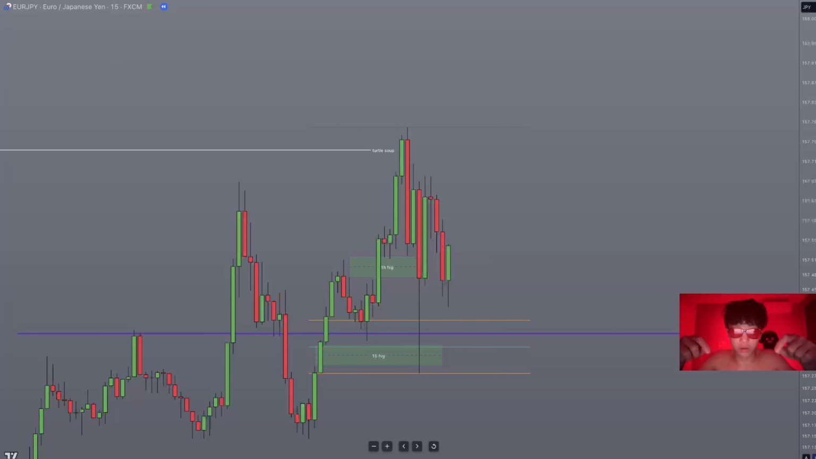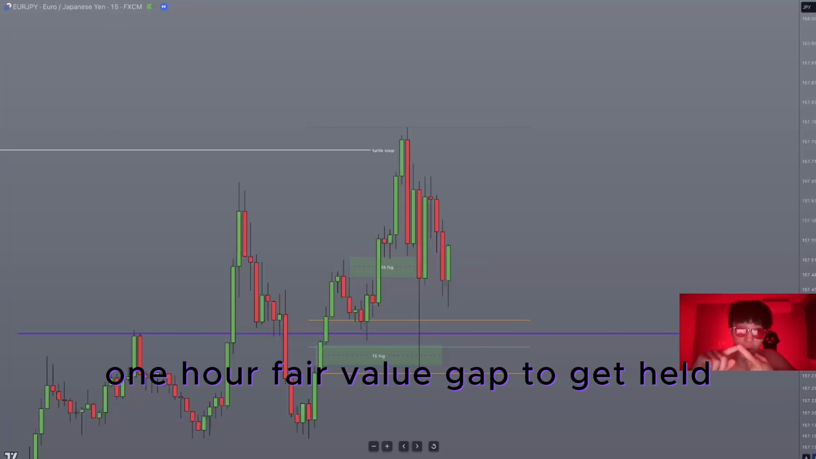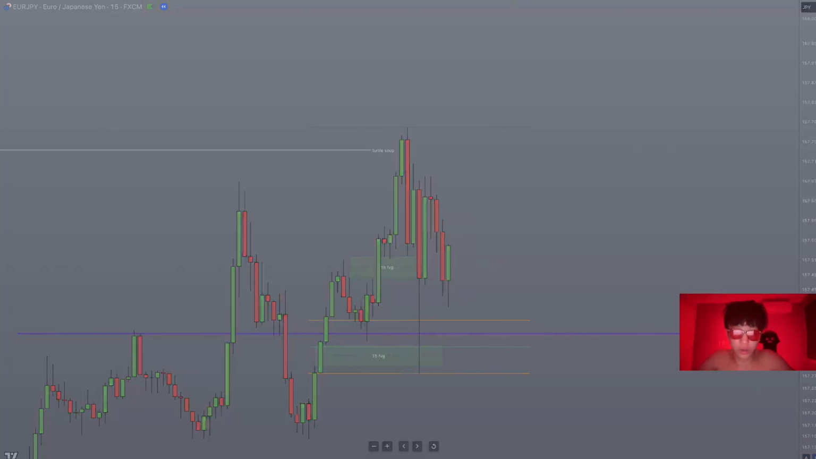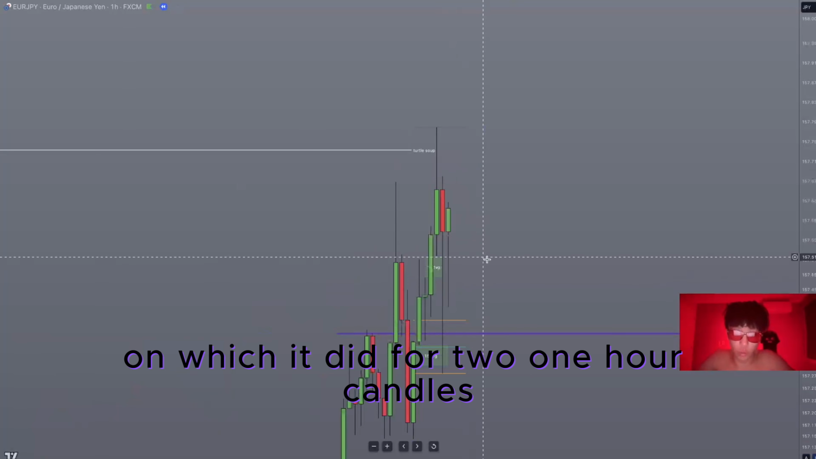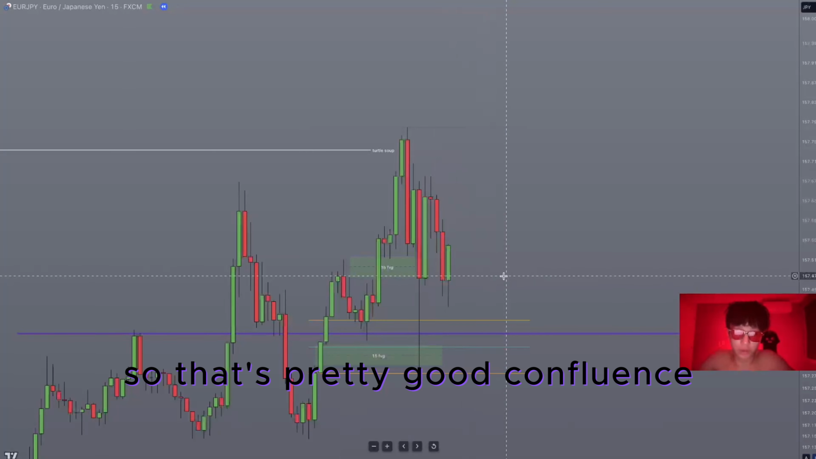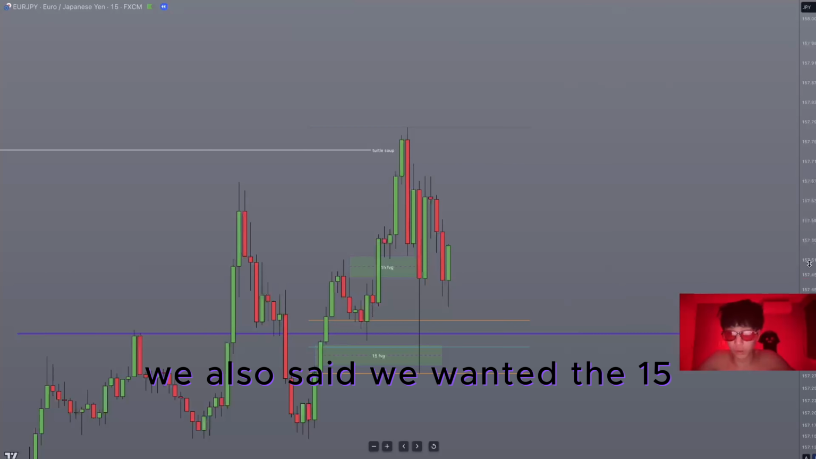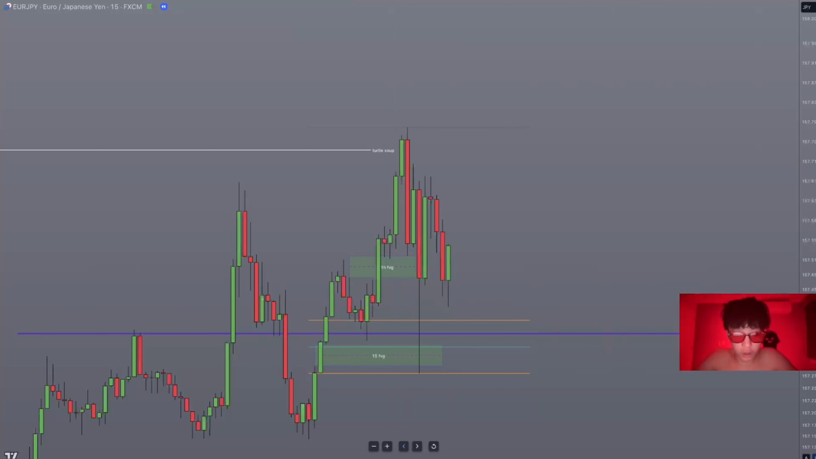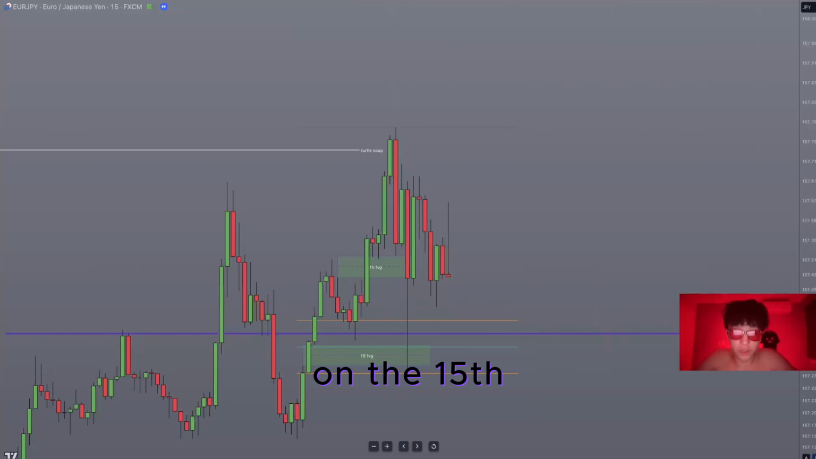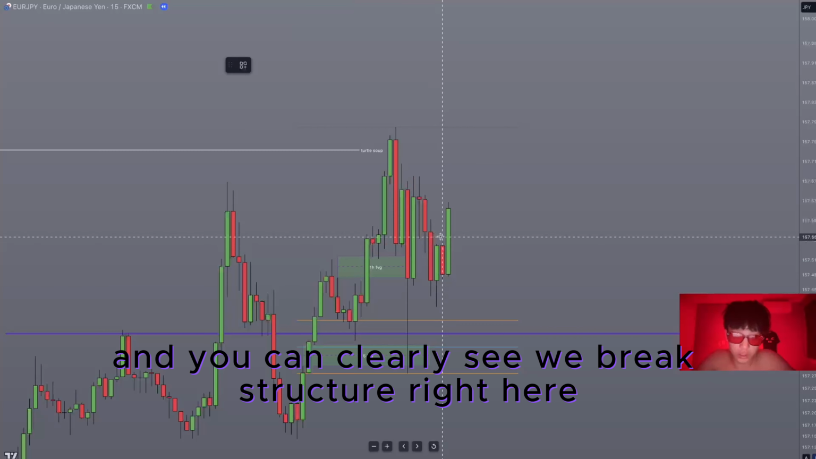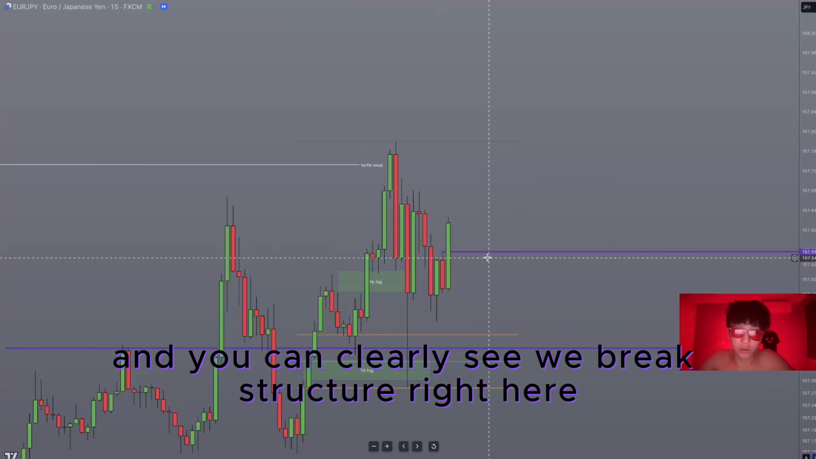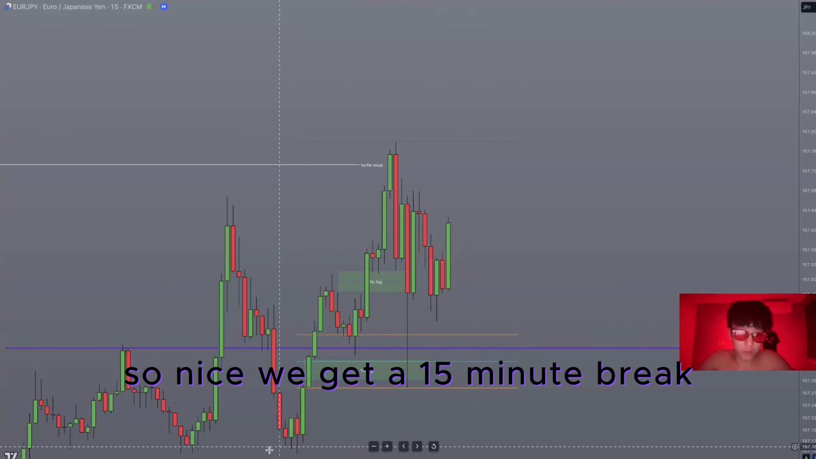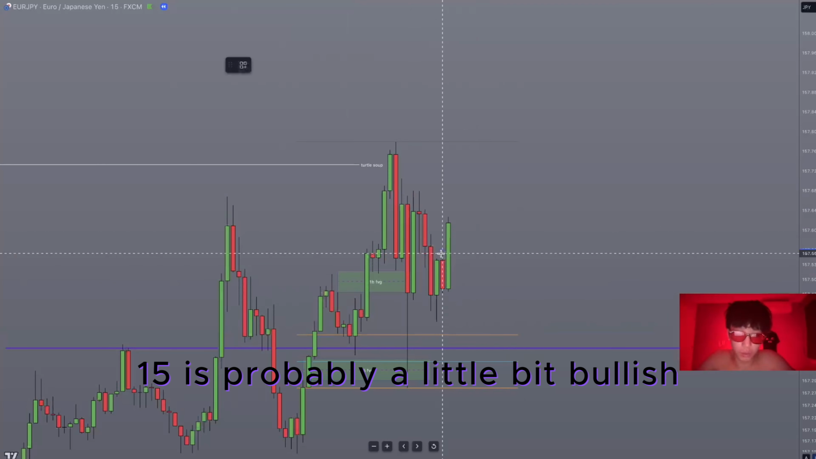So yeah, we said we wanted to wait for the 1 hour fair value gap to get held, on which it did for 2 1 hour candles. So that's pretty good confidence. We also said we wanted the 15-minute, the 5-minute and the 1 minute to be bullish. So let's see if we get that. In the 15, we create a high right here, and you can clearly see we break structure right here. So nice, we get a 15-minute break. The 15 is probably a little bit bullish.